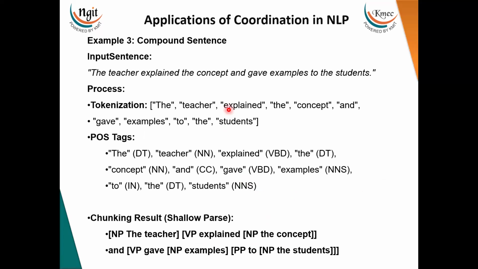Then we have a compound sentence example: "The teacher explained the concept and gave examples to the students." Now tokenize this. Tokenizing will give us: the, teacher, explained, the, concept, and, gave, examples, to, the, students. All these are various tokens. Next, assigning the parts of speech tags to this tokenized sentence. Then the result is: the teacher is a noun phrase, verb phrase explained, noun phrase the concept, verb phrase gave, noun phrase examples, prepositional phrase to, and noun phrase the students.